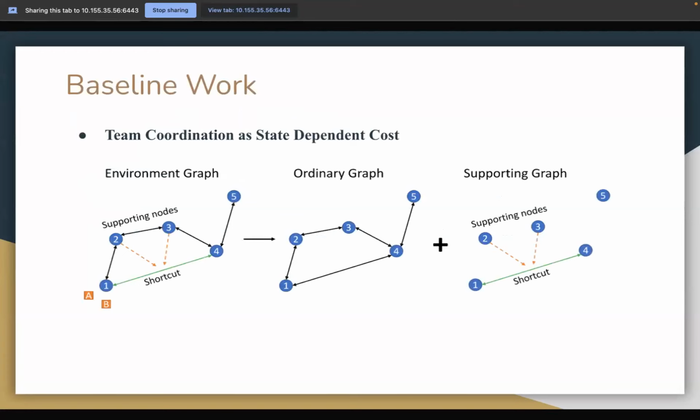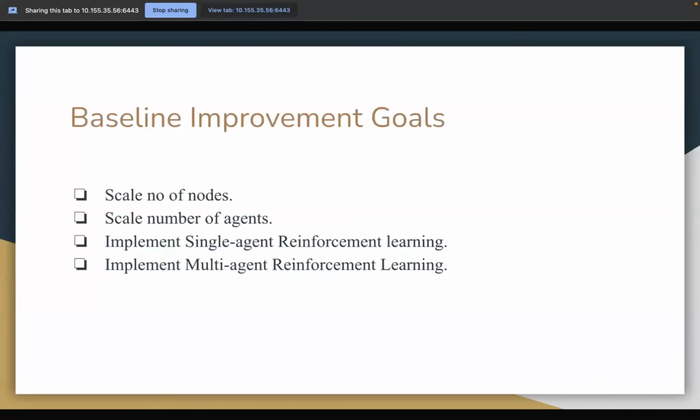I also talked about my previous work on team coordination with state-dependent cost. In this paper, we were able to find a mechanism, or a model, to find the shortest path for a two-agent system by converting it into a single-agent problem in terms of graphs. Now I want to make some improvements on this baseline work, where I scale the number of nodes and the number of agents, implement single-agent reinforcement learning, and then hopefully implement multi-agent reinforcement learning.